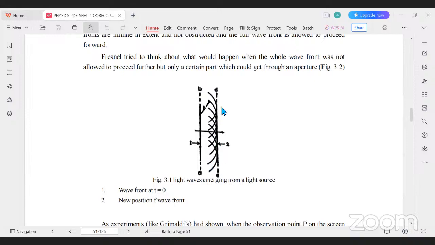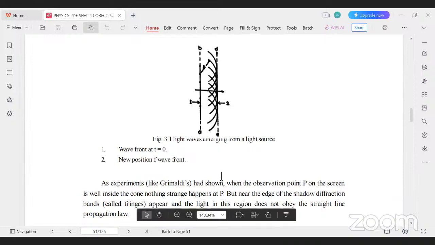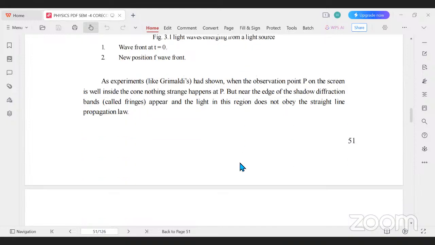Wavefront at t equals 0, and the new position of the wavefront. As experiments like Grimaldi's had shown, when the observation point P on the screen is well inside the cone, nothing strange happens at P. But near the edges of the shadow, diffraction bands called fringes appear, and the light in this region does not obey the straight line propagation law.